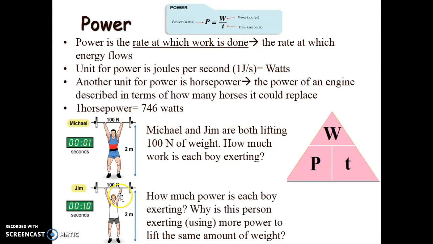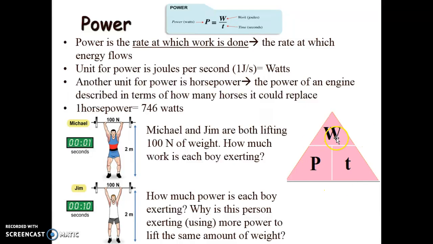Here you have two different lifters. They are lifting weight. The amount of force that they're using is the same because they're both lifting up 100 newtons of weight, but the time that they're doing it in is different. Here you have Michael, who's doing it in a lot less time than Jim, so Michael would be using more power.